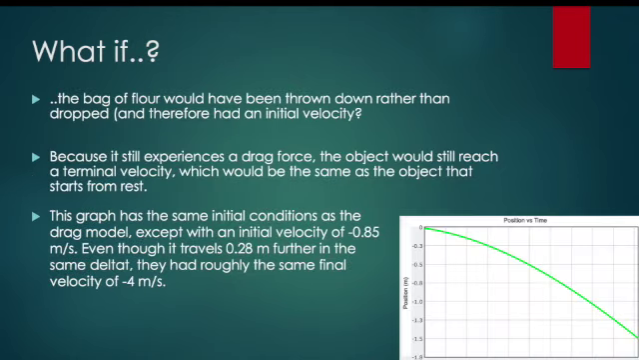Now, as a what if: what if the bag of flour had been thrown down rather than dropped? Then it would have had an initial velocity. Because it still experiences a drag force, the object would still reach a terminal velocity, which would actually be the same as the object that just started from rest.